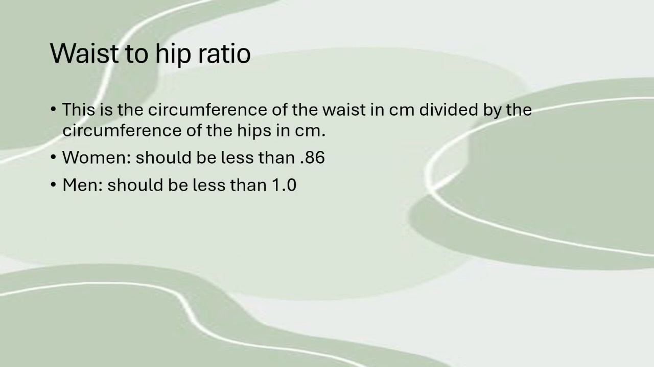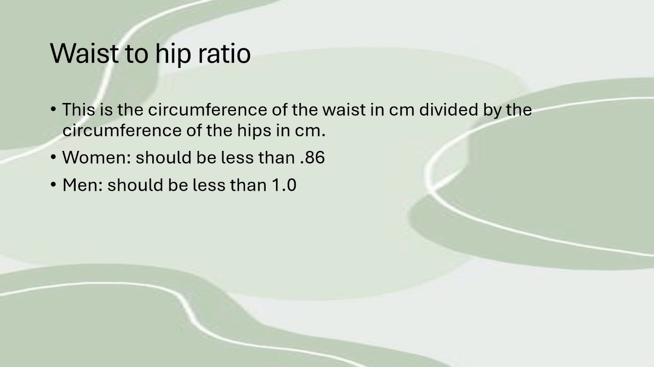So now focusing on waist-to-hip ratio. This is the circumference of the waist in centimeters divided by the circumference of the hips, once again in centimeters. That is your key. Always keep an eye on the units, because sometimes exam questions will give you the measurements in a different unit like millimeters or meters or inches, and always make sure that you convert it back to centimeters so that you actually get the right answer.